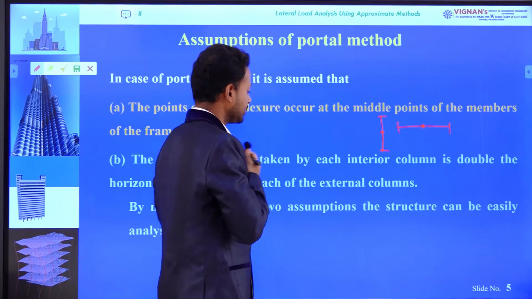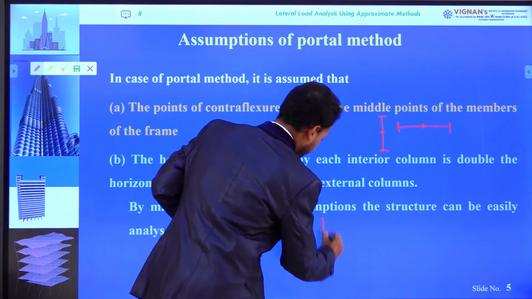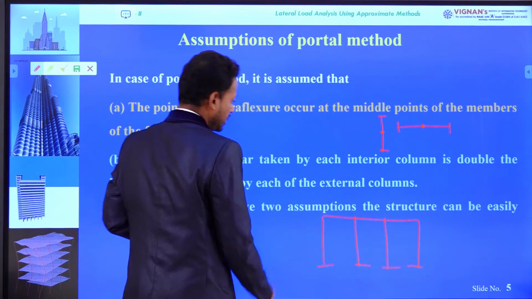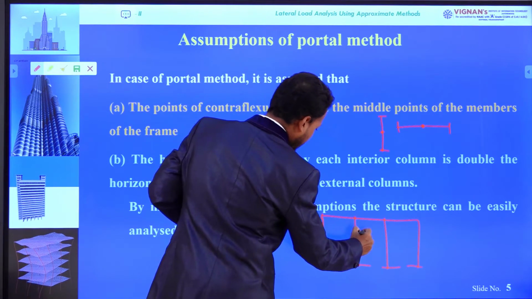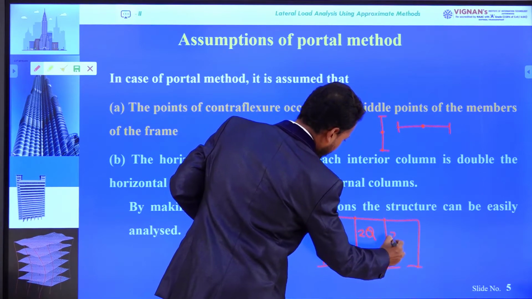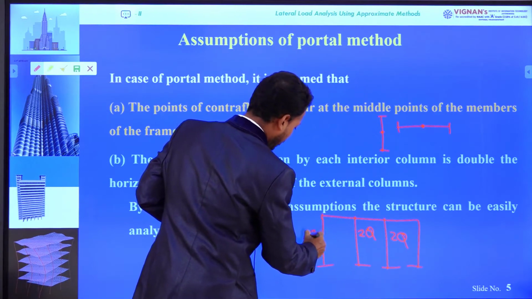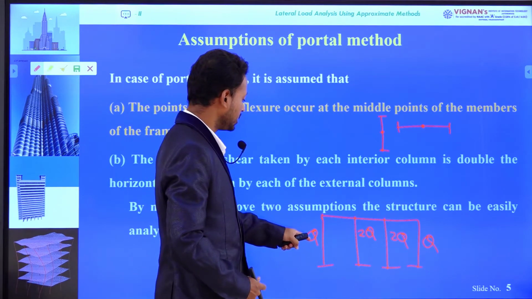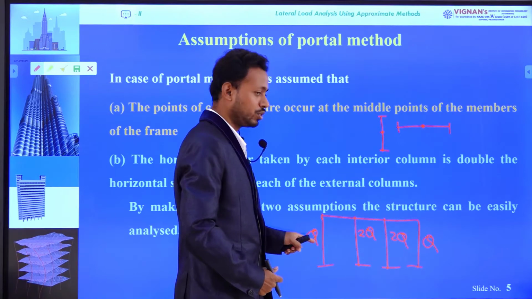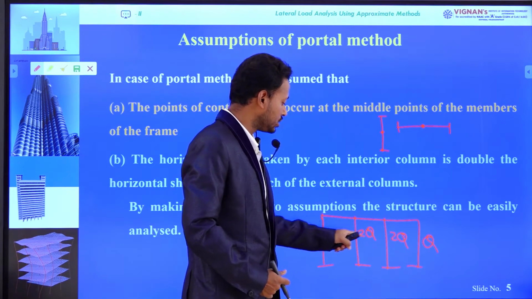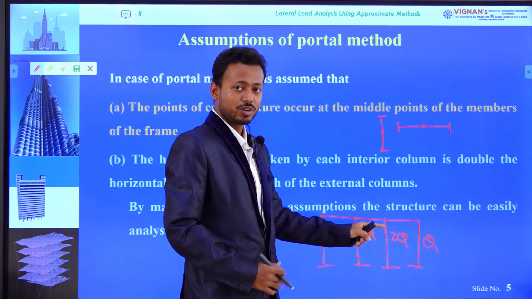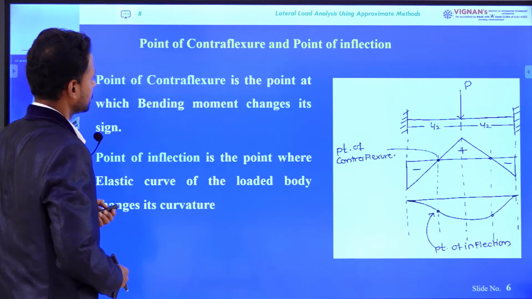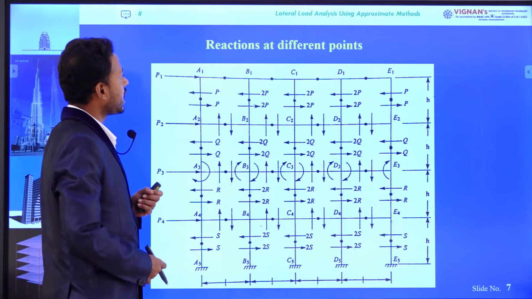And the second assumption is, if there is a frame with 4 columns, the shear taken by the intermediate column will be twice the shear taken by the exterior column. So if the exterior column experiences Q shear force, then the interior column will experience twice Q shear force. Okay. These are the reactions at different points.